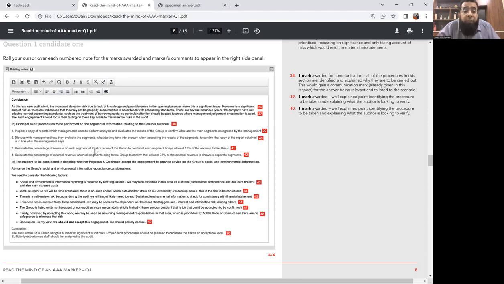Calculate the percentage of revenue of each segment of total revenue to confirm each segment brings 10% of revenue to the group. So he has checked the requirement of reportable segment and calculated the percentage of external revenue which all segments bring to the group, that at least 75% of the external revenue is shown in separate segments. As per IFRS 8, it is a requirement that at least 75% of the revenue of the company should be reported in segmental form. So he has written 4 procedures, so he got 4 marks. 1 mark was on professional skill. For technical marks, he'll get 4 marks.